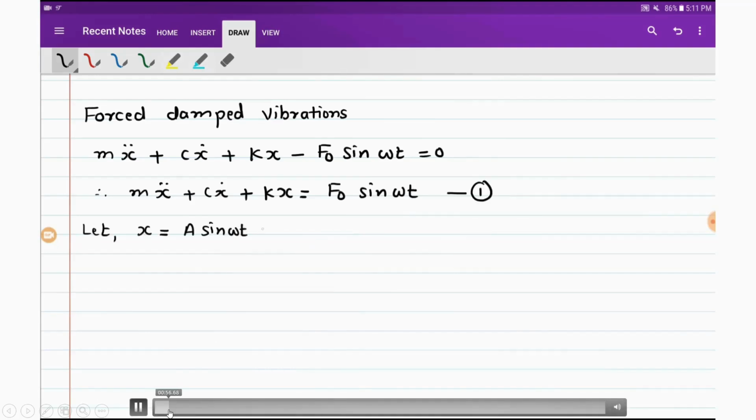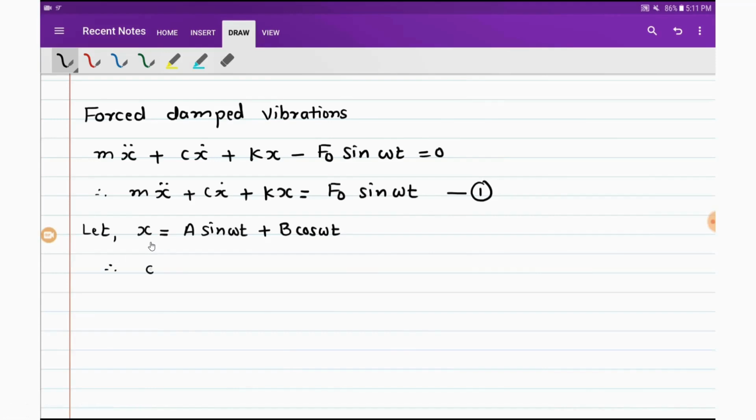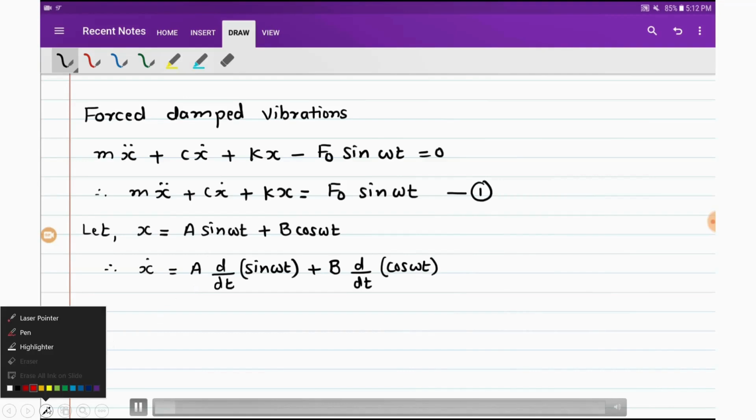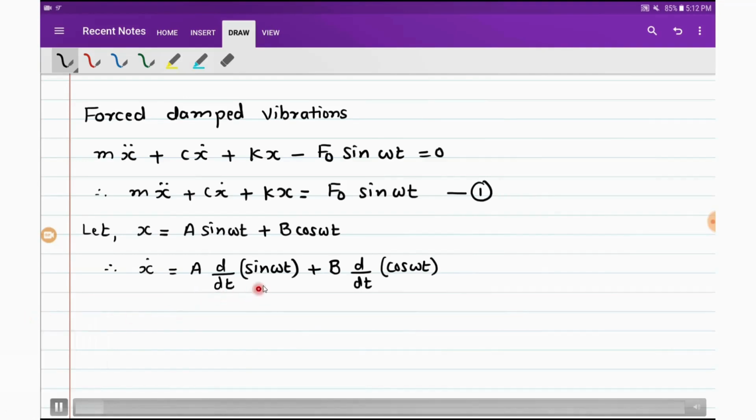Now here we'll assume x is equal to a sine omega t plus b cos omega t. The sinusoidal variation is there. Now differentiate this equation. a is a constant, so we'll have the derivative of sine omega t, plus b is a constant, we'll have the derivative of cos omega t. Now the derivative of sine omega t is cos omega t, and again by the chain rule we have to take into consideration the derivative of omega t.